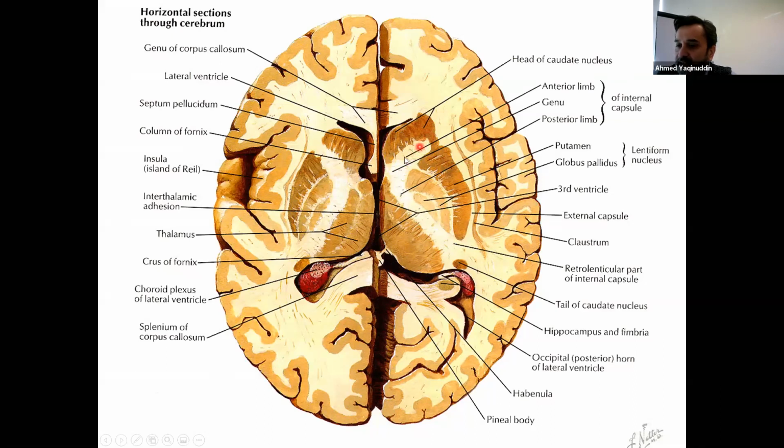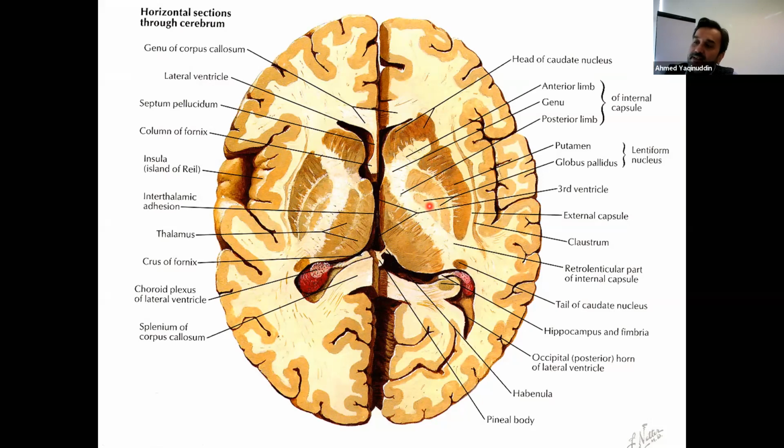If you see, this is the internal capsule, head of caudate, tail of caudate. This is the lentiform nucleus, which has on the outer side the putamen. On the inner side, you have globus pallidus externa and then interna, and this is the thalamus. Because you can see the striation between the putamen and the head of caudate, this area is called the striatum. This is the globus pallidus, which has two parts, as we said, interna, externa.